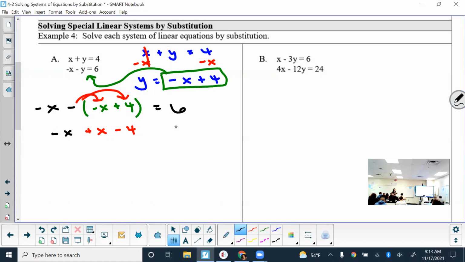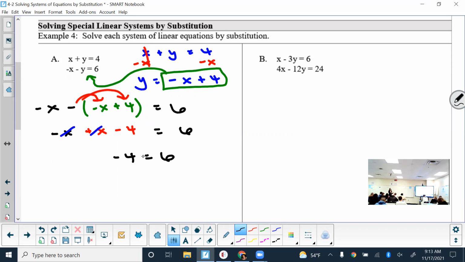All right, bring down the negative x. All right, bring down the equal 6. And then keep going. Highlight terms. What's negative x plus x? 0. So that canceled out. I end up with negative 4 equal to 6.